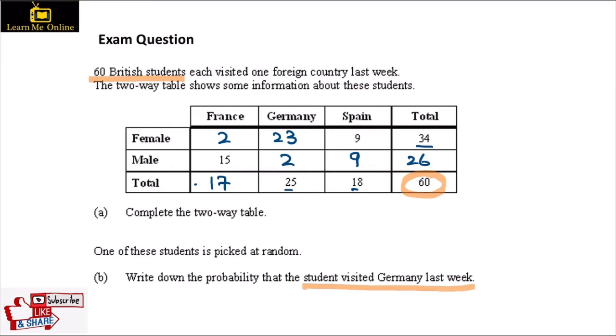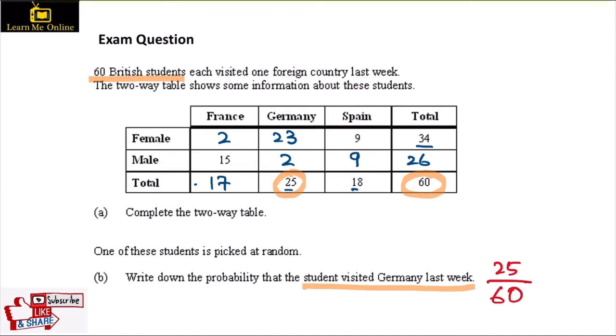Now, they don't say whether it's a male or a female. So we're going to see what students went to Germany last week. How many are the total students? So the total students who went to Germany last week are 25. You're going to write down 25 in the numerator here. As we know, the denominator is the total number of the students, so that would be 60.